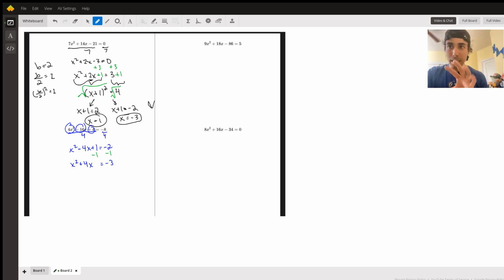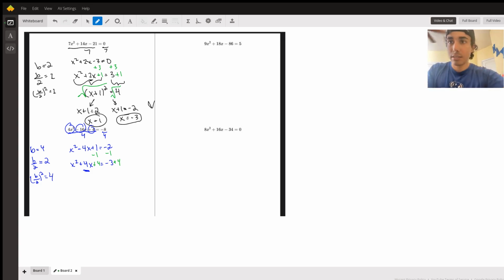Now, we got to find b over 2, and b over 2 squared, right? So again, b is always going to be that guy in front of x. That's going to be 4. b over 2 is half of that, which is 2. And then b over 2 squared is 2 squared, which takes us right back to 4. All right, we're going to add b over 2 squared on both sides. So that's going to be a 4. Let's add 4 on both sides. Plus 4, plus 4.